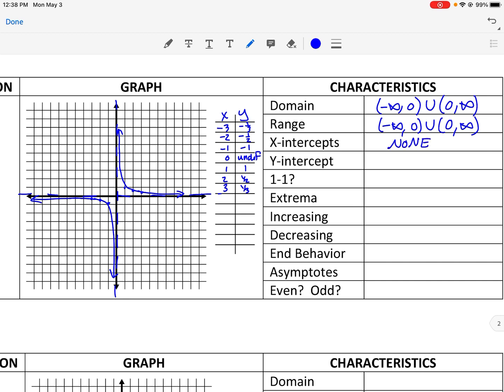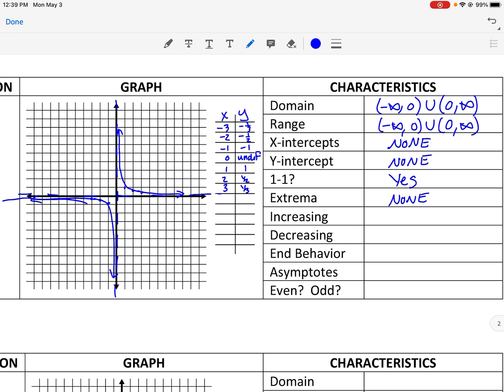X-intercepts. It does not cross the x-axis. Neither does it cross the y-axis, so neither of those. One-to-one function. If we look at a vertical line test and horizontal line test, it actually passes both. So this is a yes. It goes up and down forever, so we have no extrema.